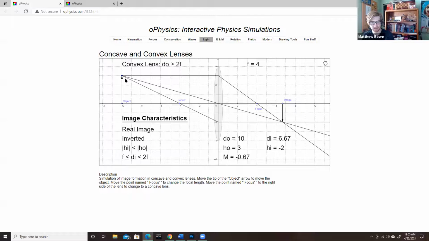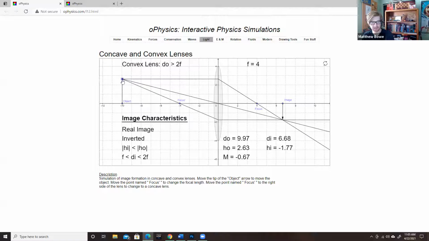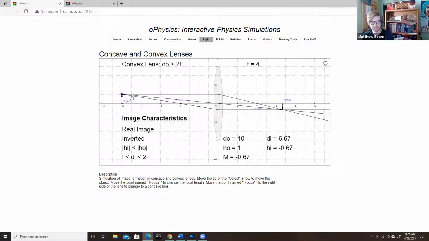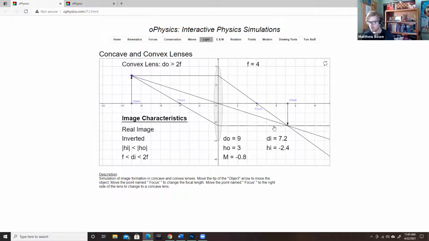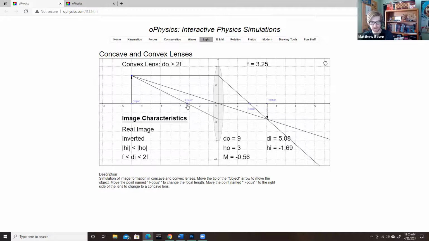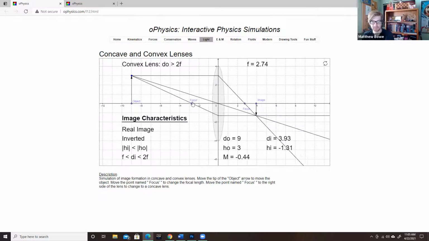In this simulation, you can change the size of the object. It's labeled on the left. You could also change where it is in space and see how the image changes on the other side. That's real neat. There is a focal point on each side of the lens, and you could change where the focal points are. As I move this closer to the lens, this other focal point also moves, so it's symmetric on both sides.